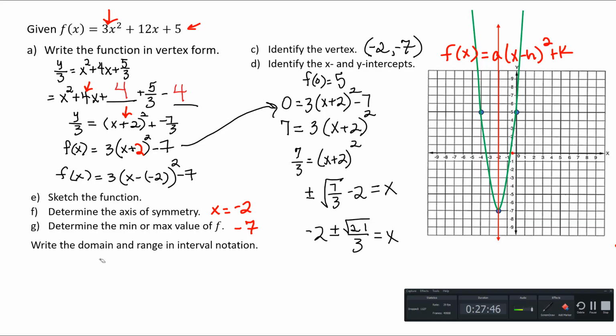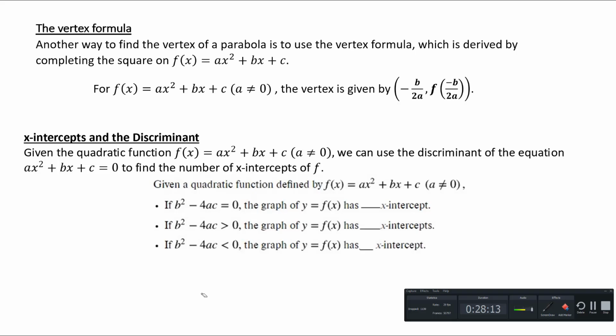The domain, as I said, for a parabola is just going to be -infinity to +infinity, and the range will be from -7 up to infinity. This doesn't get any lower than -7, but it does get to -7, so including -7 and then up to infinity.